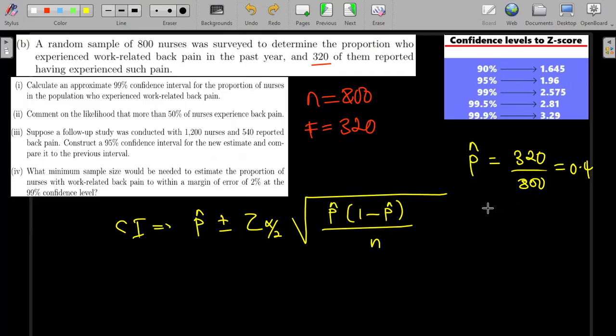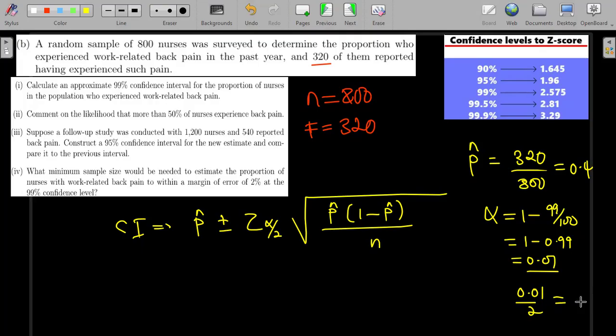So my alpha here will be 1 minus 99 over 100. So this will just be 1 minus 0.99, so this will be 0.01. So there it will be alpha over 2. So this is 0.01 over 2, which will just be what now? 0.01 divided by 2. That's the value. It's going to be 0.005. So that's what I have.